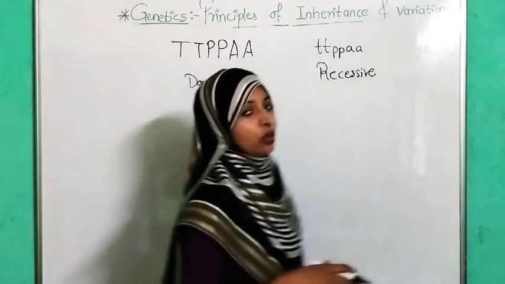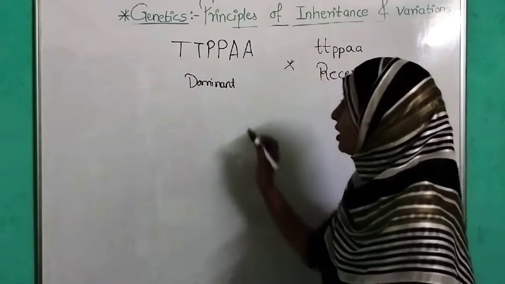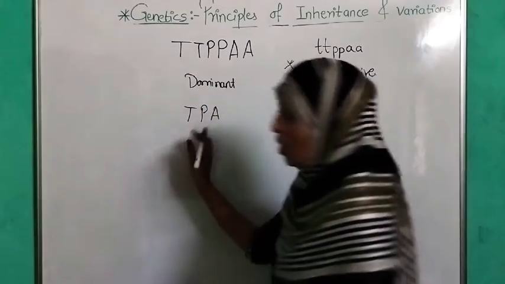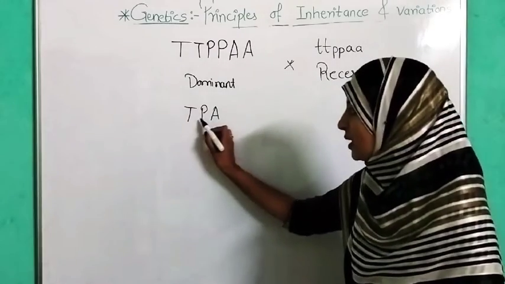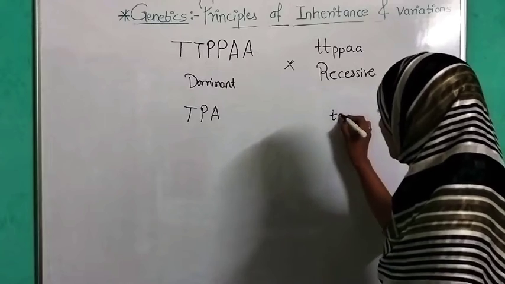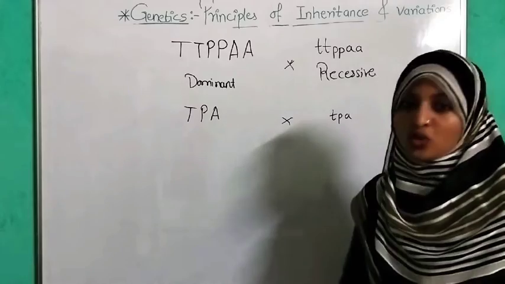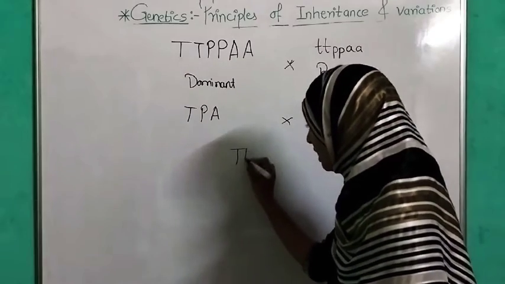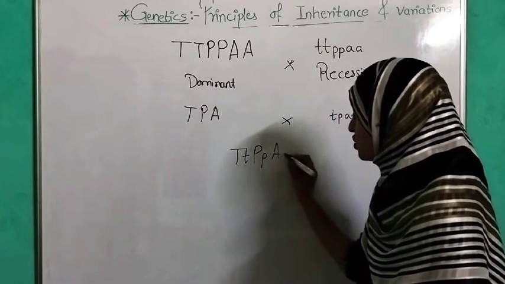So if we cross these two different parents, then all alleles from one are going to be capital T, capital P, capital A, and from the other small t, small p, small a. If we cross these two homozygous parents, we get an offspring that is capital T small t, capital P small p, capital A small a.